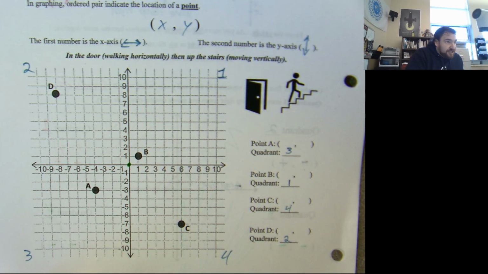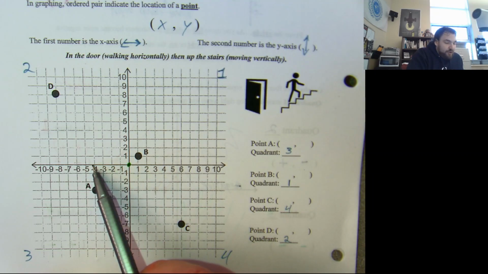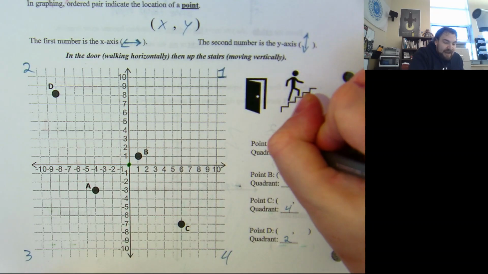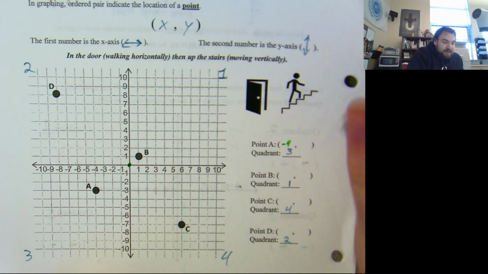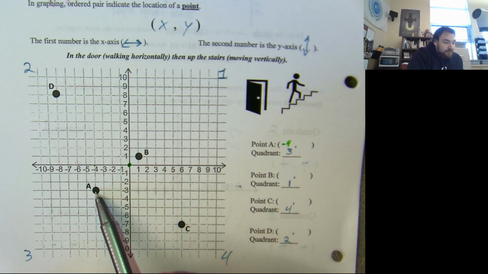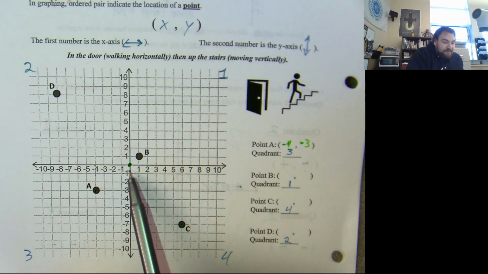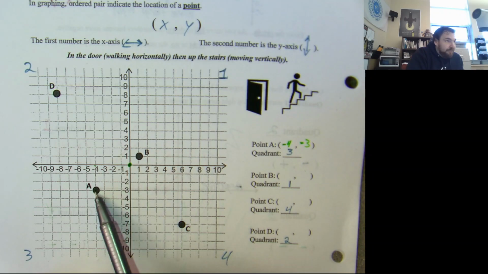We figure out first how we move left and right, and then we figure out how we move up and down. So to get from the origin to point A, do we go left or right? How far? So that makes my x coordinate -4, because from the origin I went over 1, 2, 3, 4, and then on my y-axis we go down 3. So the location of point A is -4, -3. We went left 4, down 3.